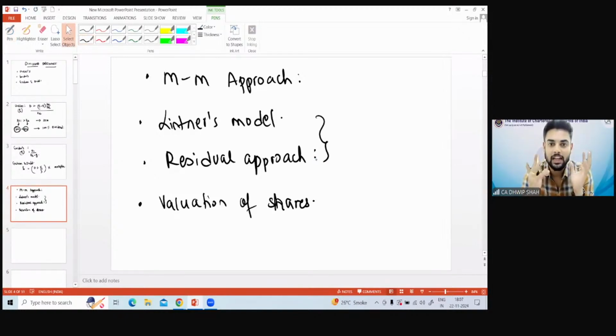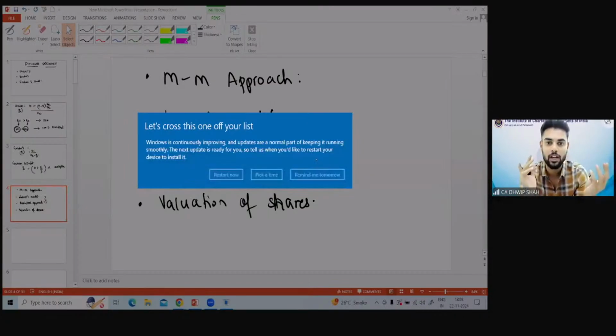They have not analyzed whether the dividend decision will affect the market price or not. They have not analyzed that part. According to this model, they are simply asking what should be the current year's dividend, practically. This is how they have framed that model.